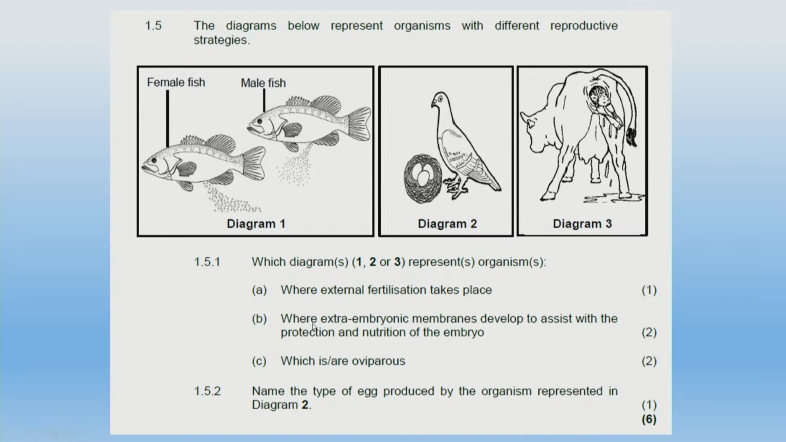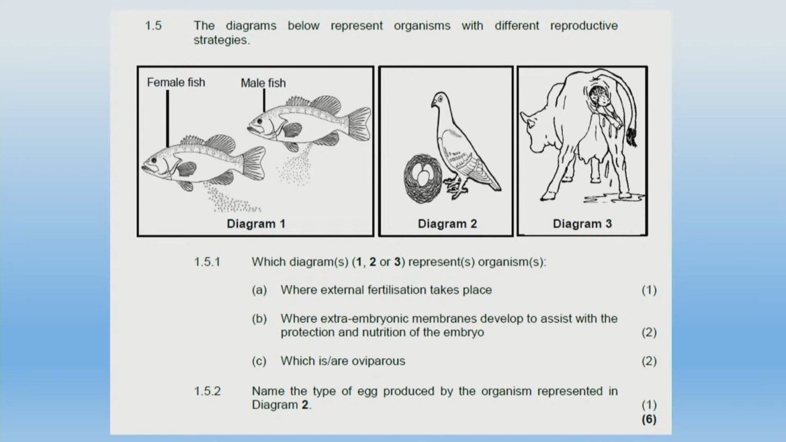And then number B, where extra embryonic membranes develop to assist with the protection and nutrition of the embryo. We go back to our diagrams. It will be diagram number 2 and number 3. I know that you still remember when we talk about the extra embryonic membranes, we are referring to membranes such as chorion and amnion.